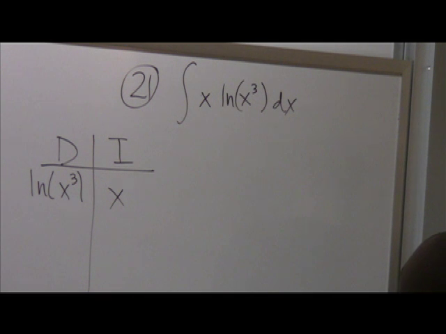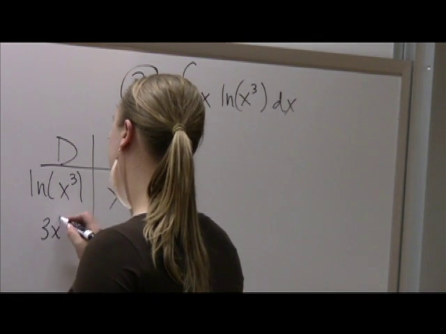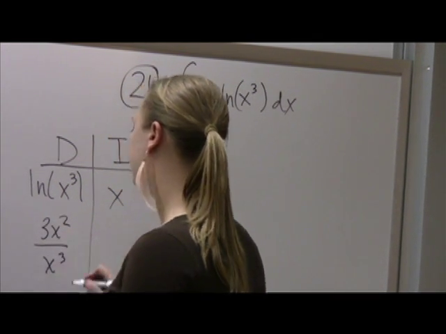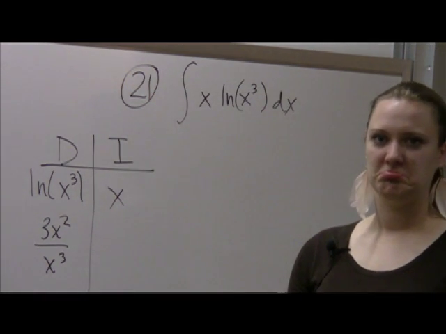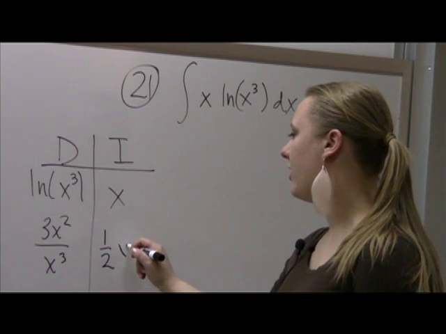3x squared over x cubed. Excellent. You take the derivative of the inside over the inside. How many of you forgot? I know. That's why we're doing it now, so that you won't get it wrong on your test.